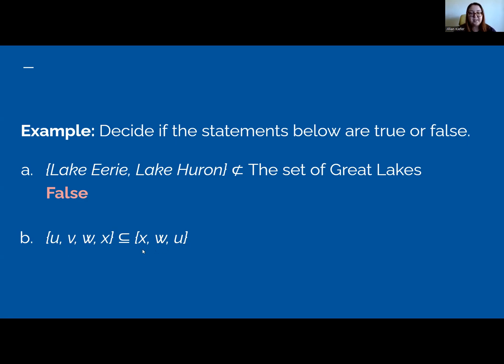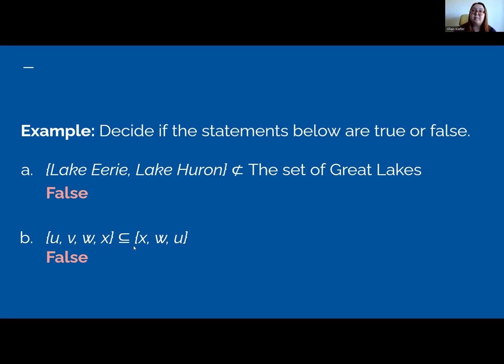Well, X and W and U are contained in both sets, but the first set has the element V as well. So if our very first set has an extra element that is not contained in the second set, U, V, W, and X would not be a subset of X, W, U. The second set has to contain everything the first set does, potentially more, but it does have to contain everything in the first set. So that is also a false statement.